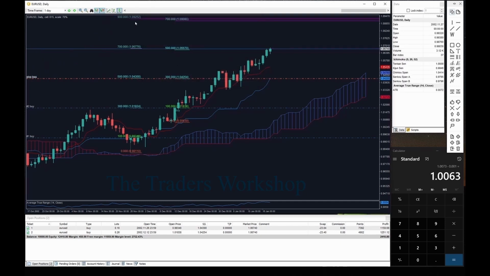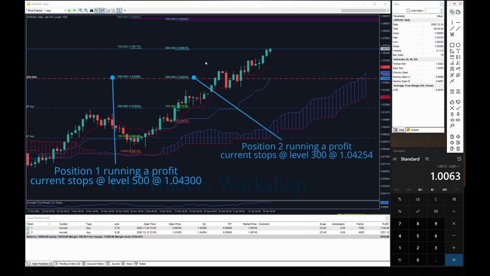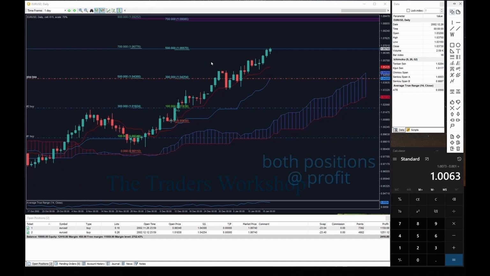To avoid further confusion in the future, let's do a quick review of our current status. Position 1 is now running a profit, and the stop is currently at level 500. For position 2, it's also running a profit and the stop is currently at level 300. Now we don't have to worry about the swaps, because both positions are currently running a profit.